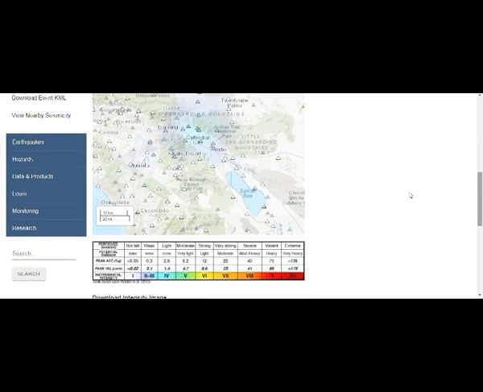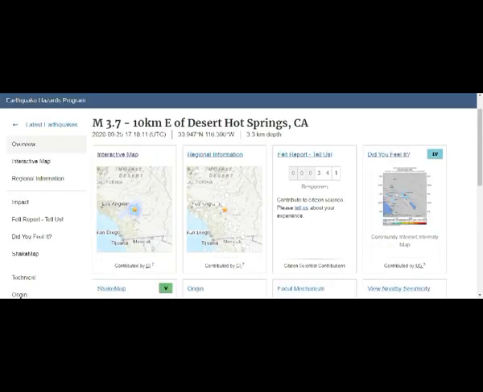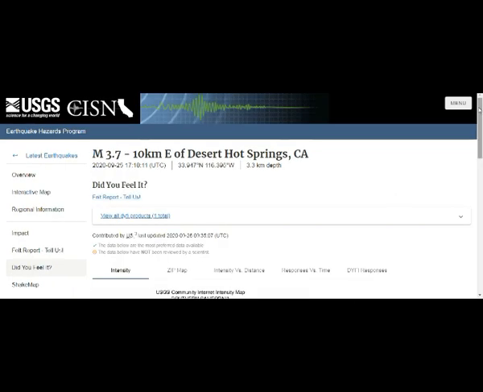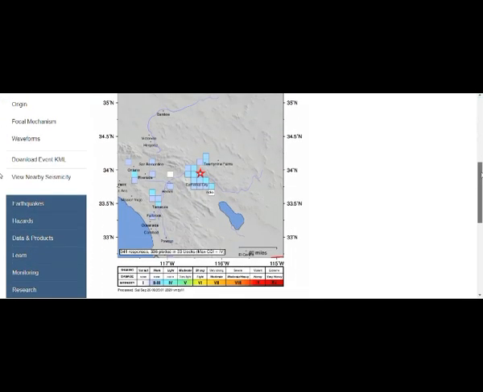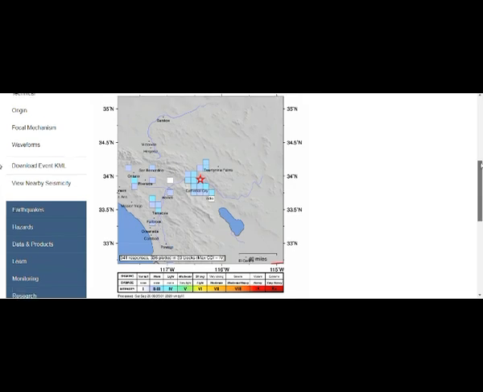The shake map intensity, here you are. San Bernardino Mountains, Cathedral City, just north of Salton Sea. All this area right here is shaking. Moderate shaking in this area. And going back again. Did you feel it? These are the people that reported feeling it in these areas, exactly where the shaking was going on.